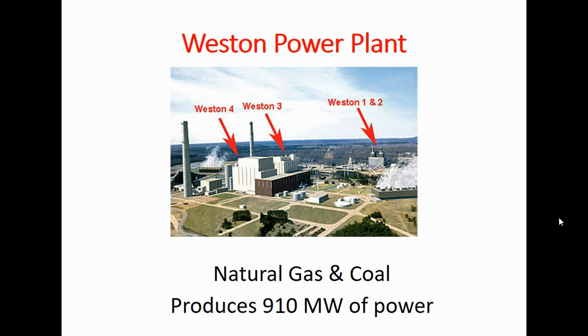Most of the power in this area comes from the Weston Power Plant located near Cedar Creek. Weston Power Plant burns both gas and coal and produces 910 megawatts of power. If you recall, Wausau's hydroelectric power plant only produces 5 megawatts of power.